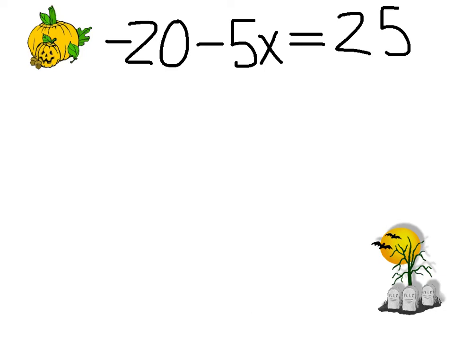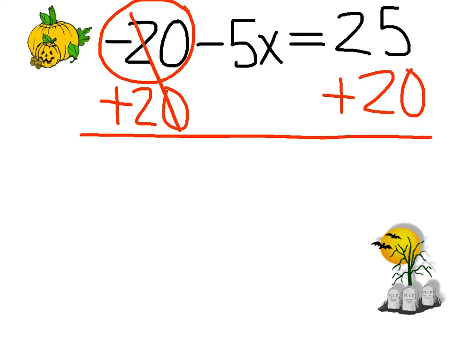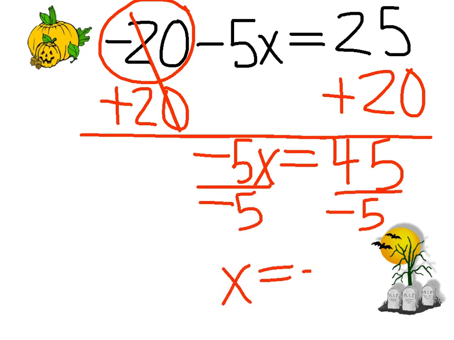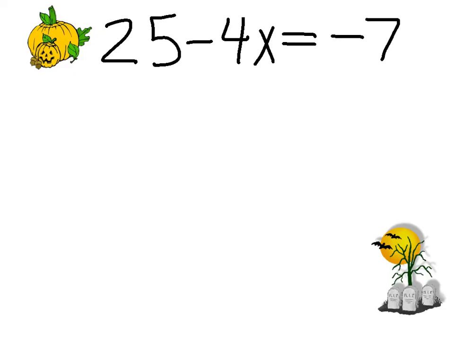Practice problem number 5. We have negative 20 minus 5x is equal to 25. We're going to add 20 to both sides to get rid of our minus 20 over here. When we do that, those cancel out, so we're left with a minus 5x on the left. On the right, we have 25 plus 20. That's going to be 45. So when we divide by negative 5, we're going to get negative 9. Answer for this one should be 8.